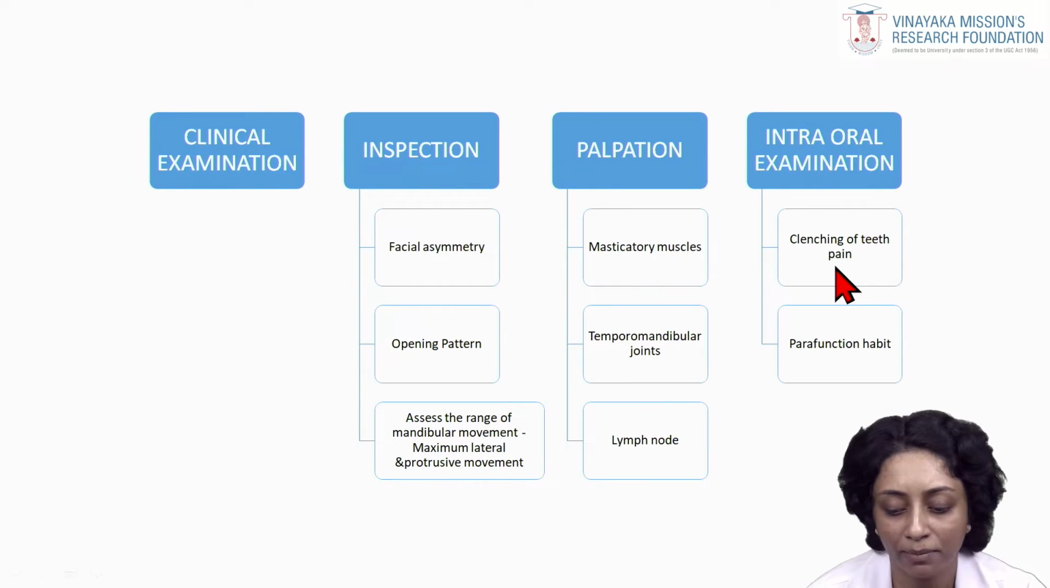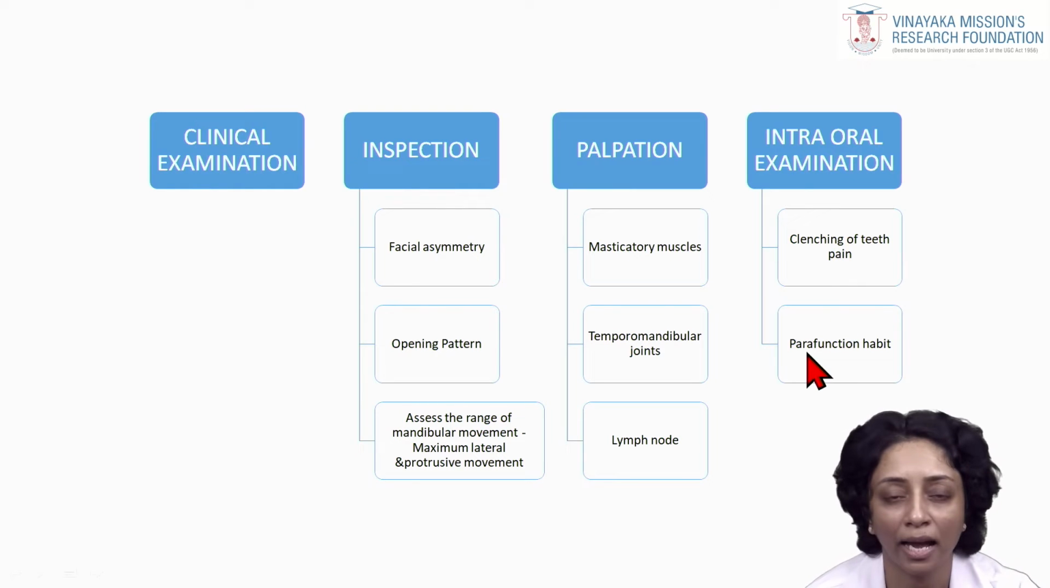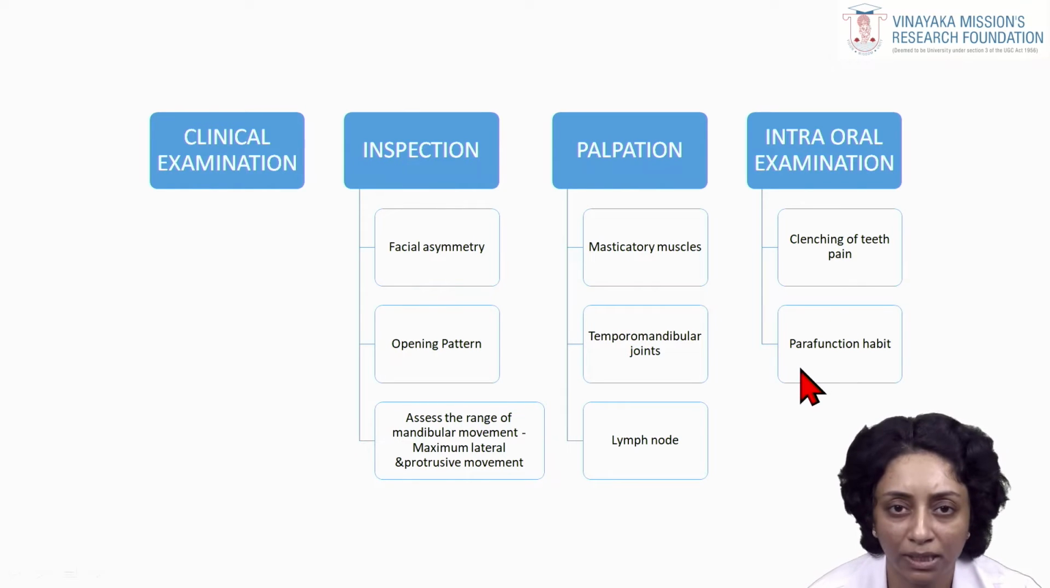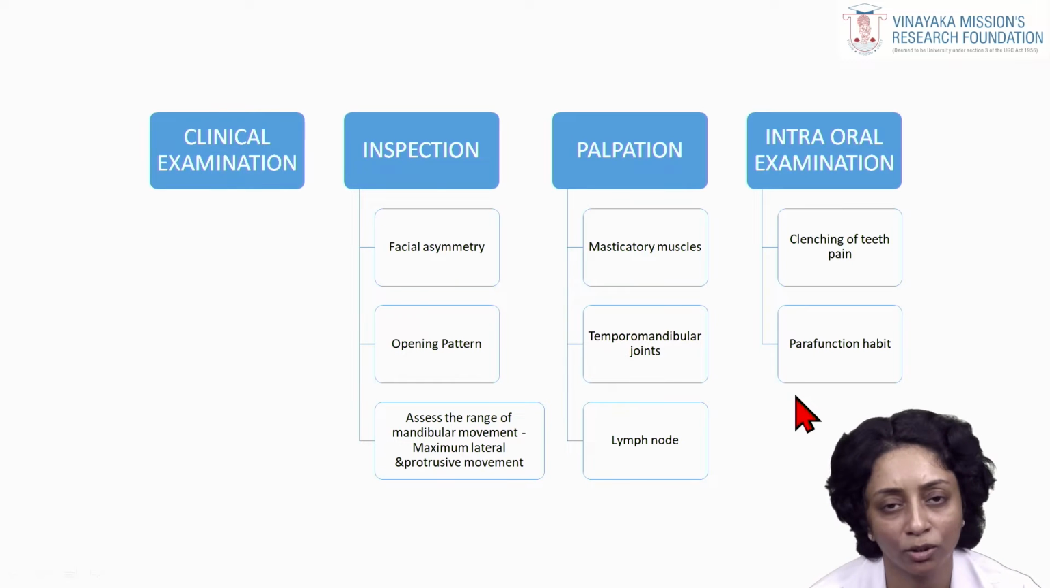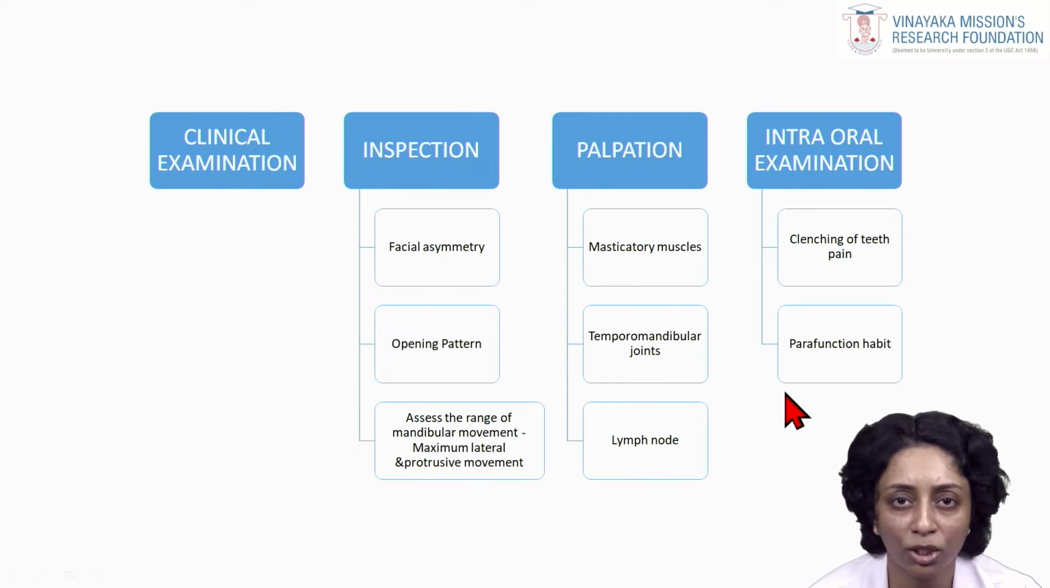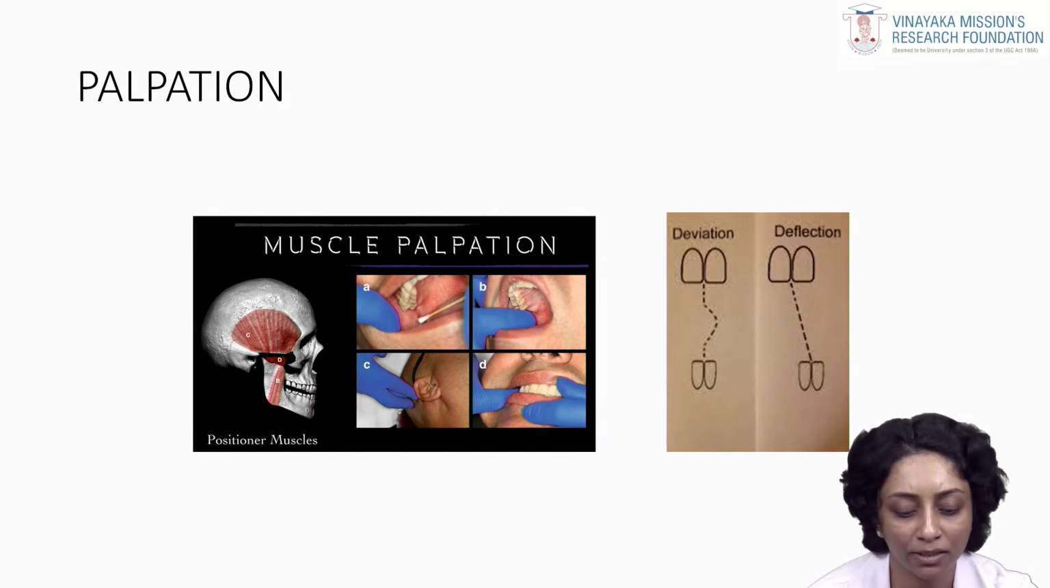In the intraoral examination, we should also record the clenching pattern of the patient and also the teeth, if there is any attrition or abrasion due to any parafunctional habit. So all the features have to be recorded before going into the diagnosis of the temporomandibular joint disorders. In the palpation, as I said, the masticatory muscles are to be taken care of.